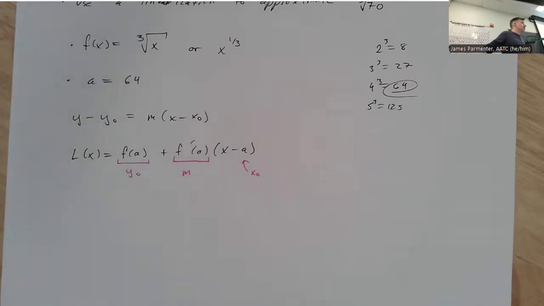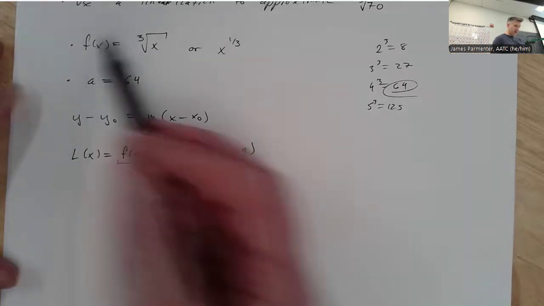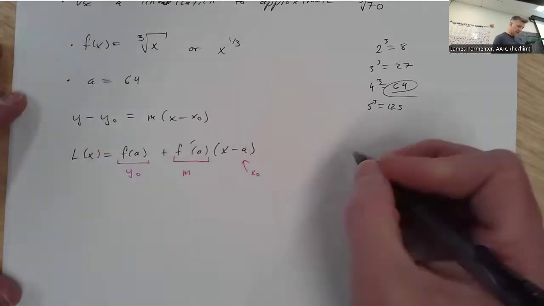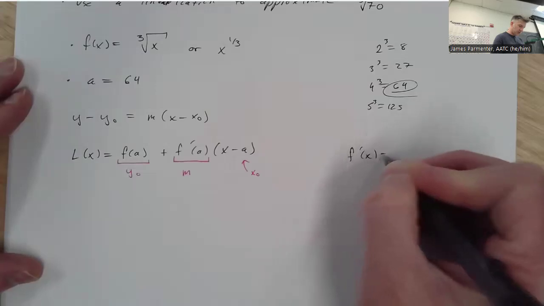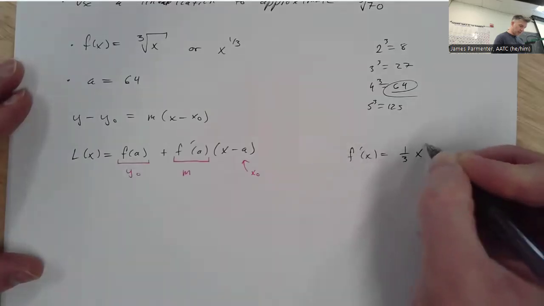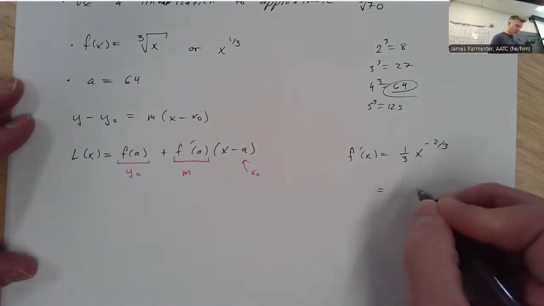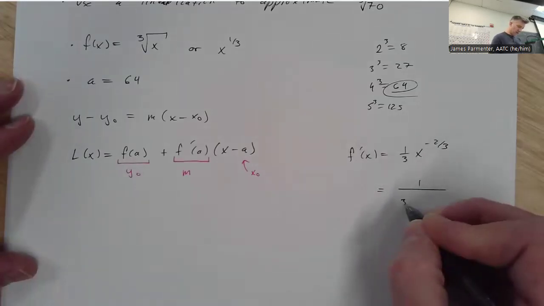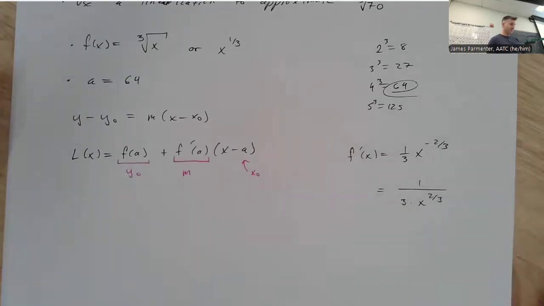Usual process. We have the things we want to find. We know what a is. We know what f is. Let's find our f prime. So our f of x is x to the 1/3. f prime of x should be 1/3 x to the negative 2/3. Or I would rather write it as 1/3 times x to the positive 2/3. To me, that just feels easier to deal with.